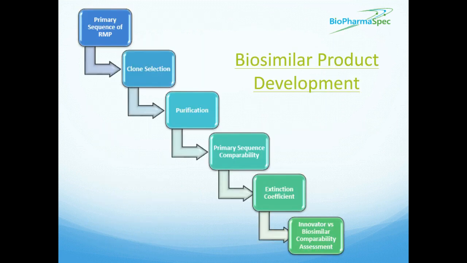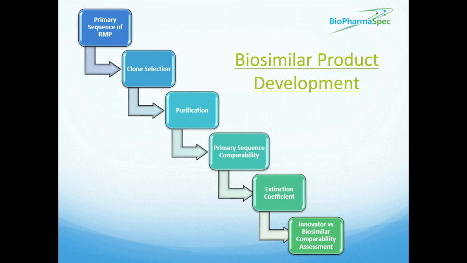And then here we have a little schematic showing the stages of preclinical biosimilar product development. So if we start in the upper left-hand corner, we see defining the primary sequence of the reference medicinal product at the protein level. This is critical to know exactly what it is you're trying to make a biosimilar of.